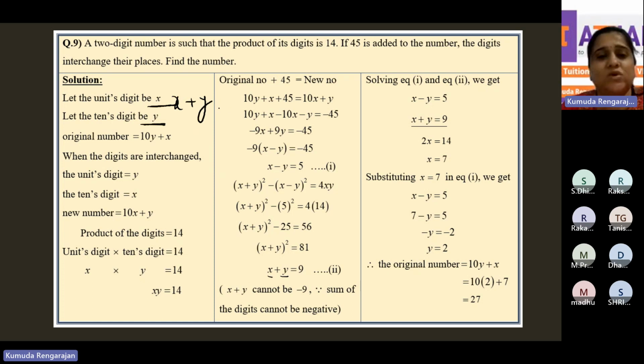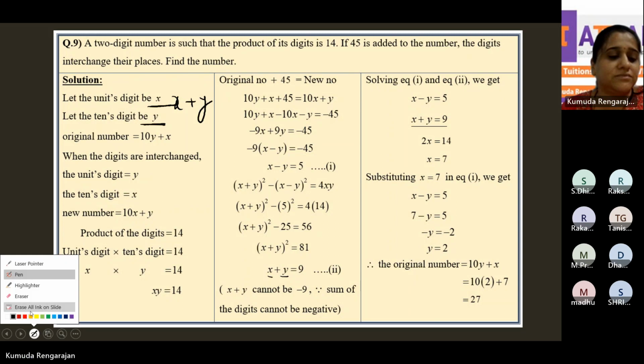And that cannot be negative. You cannot get a negative answer for that. It has to be positive. It will always be positive. Am I clear, Tanishka? Yes, ma'am.